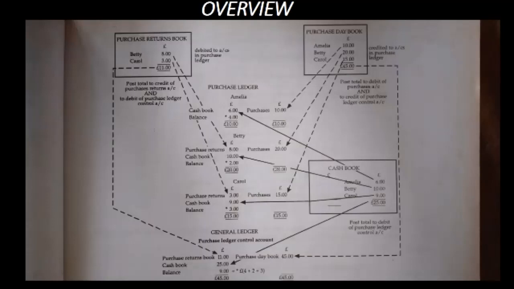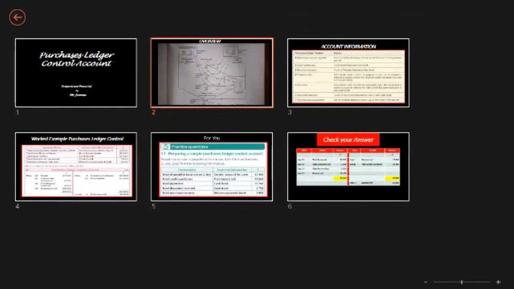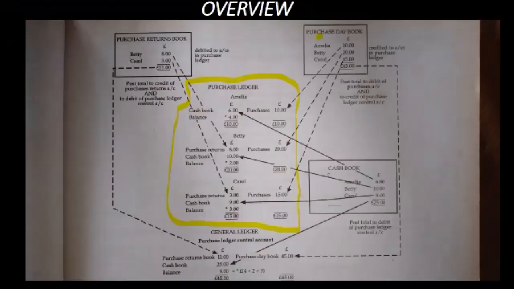The purchases daybook is here. We have three suppliers. This time they are suppliers, not customers. And on this side we have the returns, and in the middle here we have the purchases ledger, with those three persons accounts that we have in our purchases daybook that we are buying from: Amelia, Betty, and Carol.